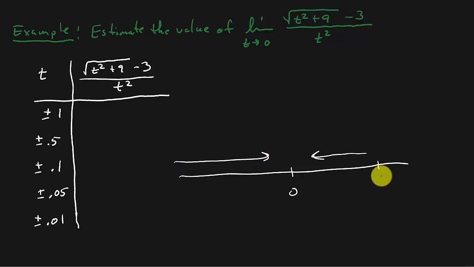We could start out with 1, and we could start out with -1 over here, and we could get closer and closer, say 0.1, and we could do -0.1, and we could do 0.001, and we could also do -0.001. To save yourself some time, you notice over here on the t values I have plus or minus. There's no sense in plugging in 1, 0.1, 0.001, and -1, -0.1, -0.001, and so on.